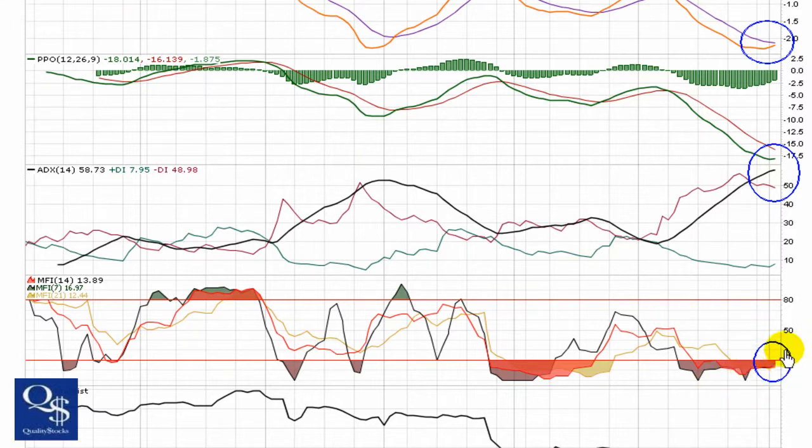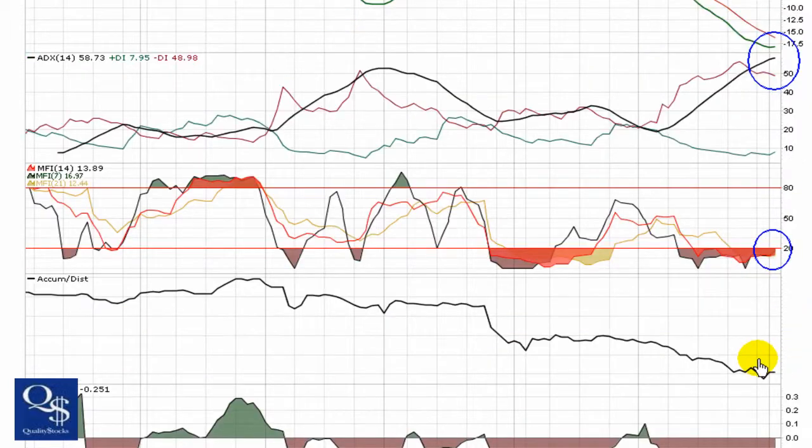MFIs are all oversold, all coming together at the same point and looking to break back out of 20. Of course, that's your first break that you're looking for. And then moving back over 50 is always getting into bull chart territory. So those are in a good position for a larger move.